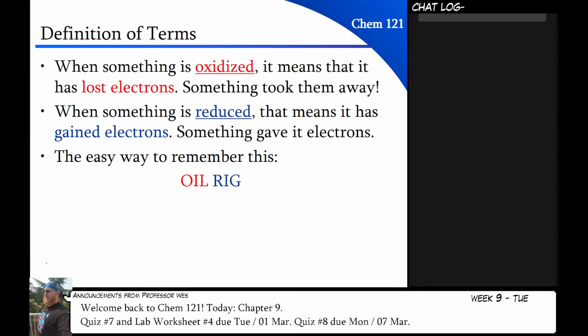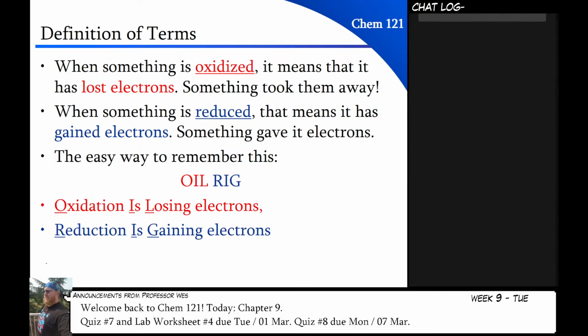Now, how do you remember the convention for which one's oxidation and which one's reduction? So the mnemonic that I use is OIL RIG, where OIL stands for oxidation is losing electrons, and RIG is reduction is gaining electrons.